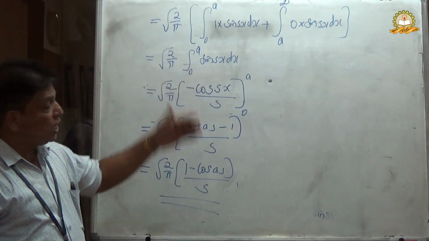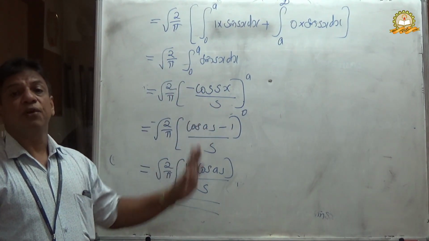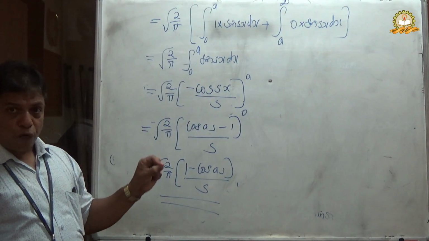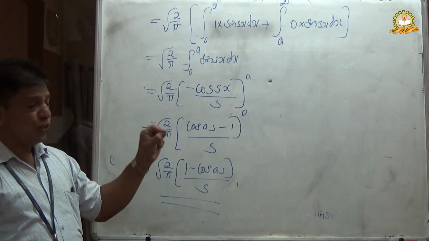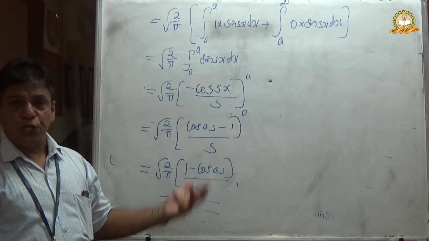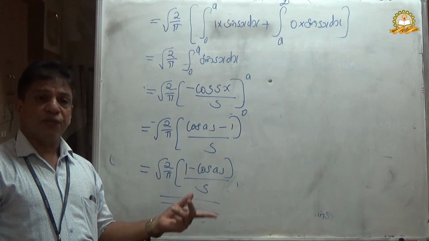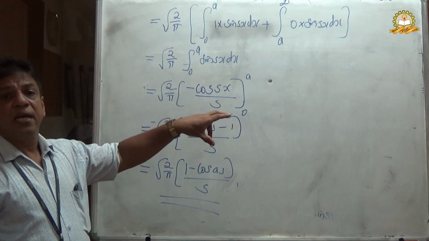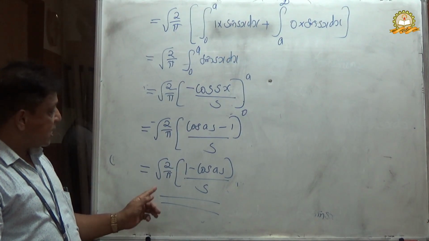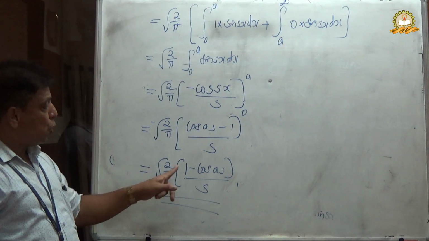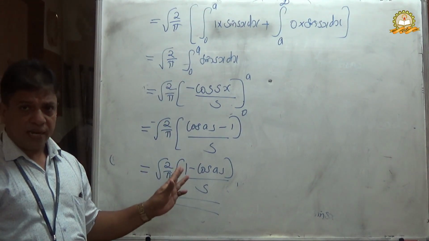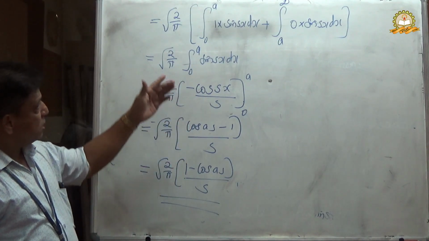This is the procedure for working out the given problem. First we take the formula: root of 2 by pi integral 0 to infinity f of x sin sx dx. Here the function is a discontinuous function, given in two intervals. We substitute the given conditions, integrate and apply the limit. Finally we get the result as root of 2 by pi into 1 minus cos as by s. This is the required result. Clear? Just look at the steps.